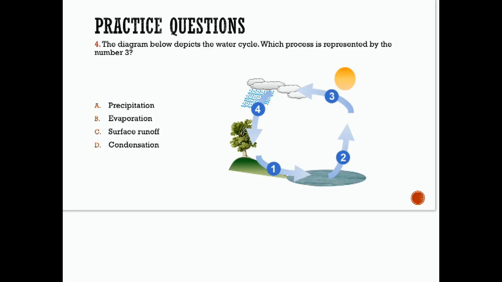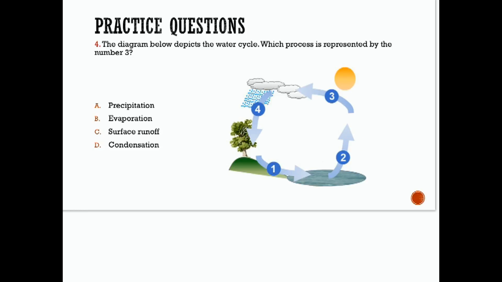Number 4, the diagram depicts the water cycle. Which process is represented by the number 3? So this arrow right here. Okay, so pause this and see what you think. All right, during the water cycle, surface runoff, which would be step 1, flows into rivers, lakes, and streams. So the sunlight causes this water to undergo evaporation. So evaporation would be step 2.